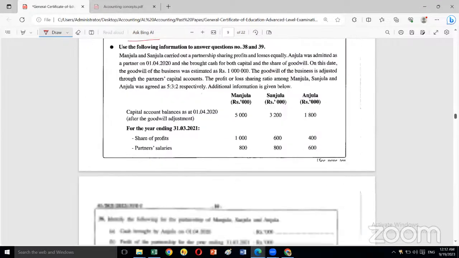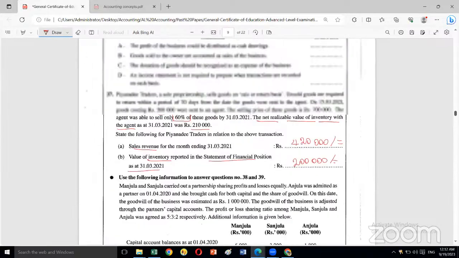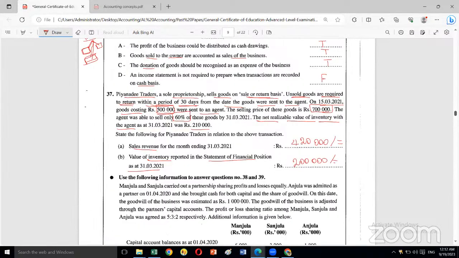So we have discussed around 21 questions. Another 4 more questions remain. Those 4 more questions are very important: partnership. First of all, up to now, what we studied, is it clear?